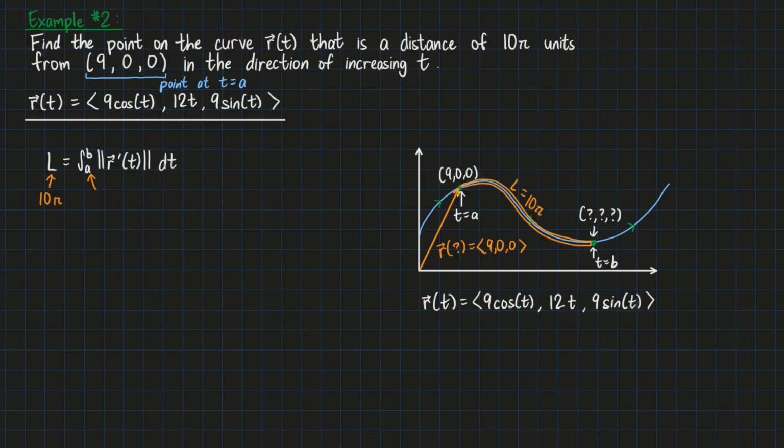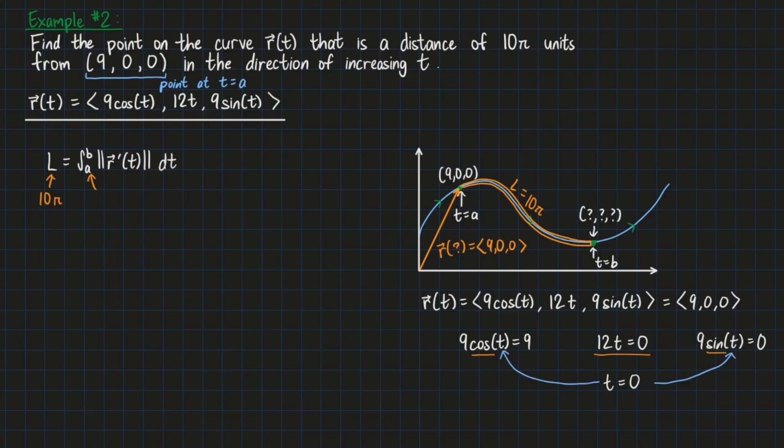So we're going to set r of t equal to (9, 0, 0), and then we can set the x, y, and z components equal to each other. In the x component function and the z component function, we have a cosine and a sine, and those are functions that oscillate. So we'll have multiple t values in which the x component equals 9 and the z component equals 0. Our y component function is linear, and if we solve for t, we'll get t equals 0. And if you plug this t value back into the x component function and the z component function, you would see that this t value fits for all three. So now we know when t equals 0, r equals (9, 0, 0).